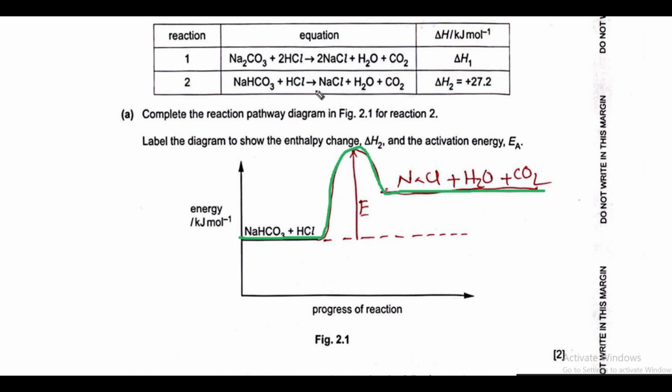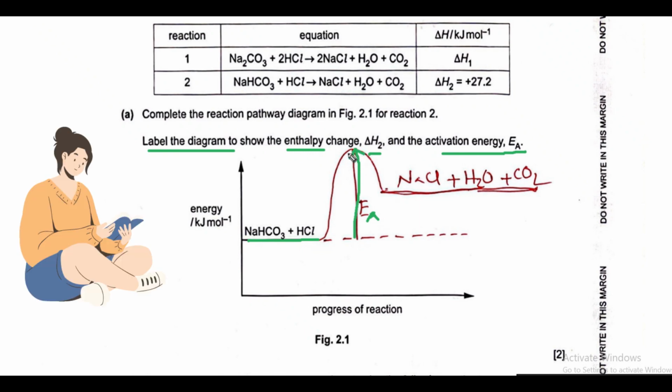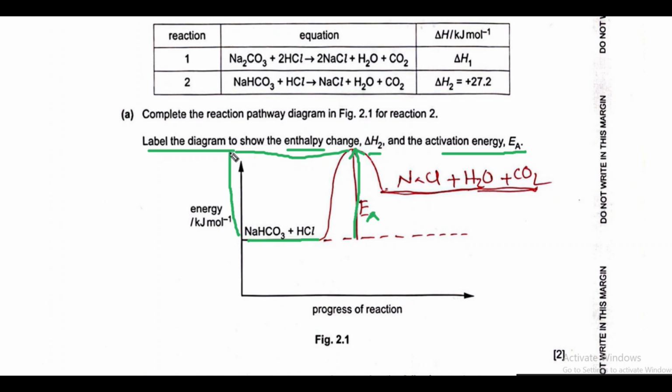So the product is sodium chloride, water and carbon dioxide. This is the product. And label the diagram to show the enthalpy change ΔH2 and activation energy EA. This is the EA. Activation energy means the energy difference between reactant and peak of the curve. From this to this energy is known as activation energy. The energy difference between reactant and peak of the curve is known as activation energy.